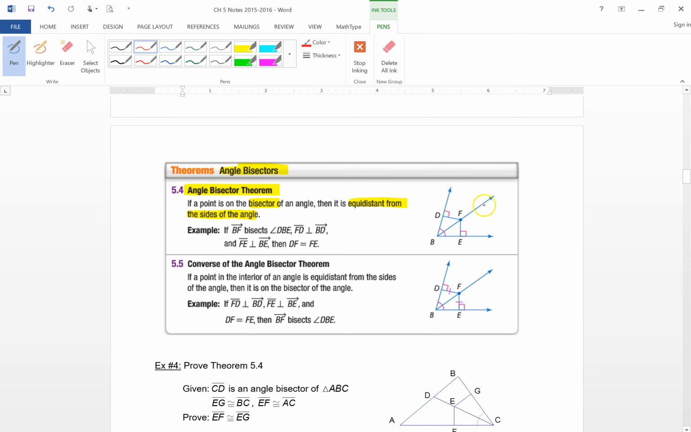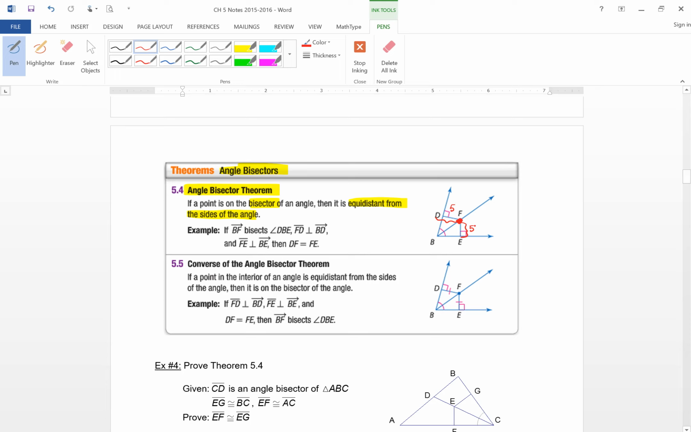This is the angle bisector, BF. Now, suppose I'm here on the angle bisector, okay? And I measure how far away I am from the sides of the angle. So how far away I am from here and how far away I am from here. And it turns out those are the same. They're congruent, okay? So if this is 5, that's 5.